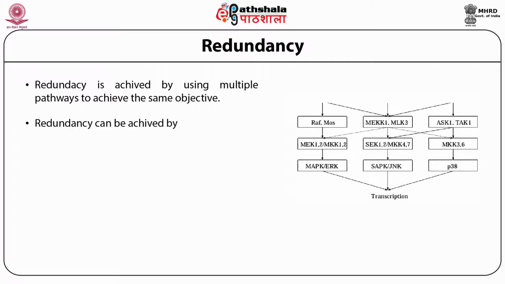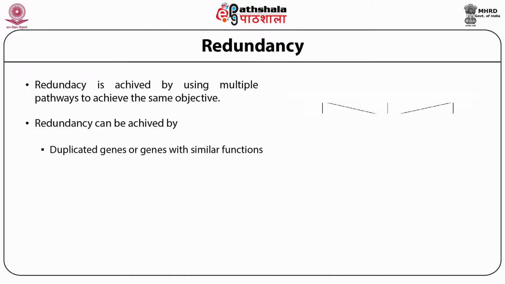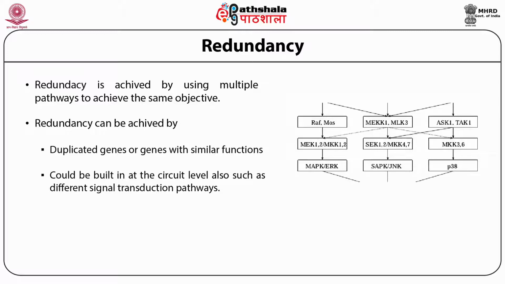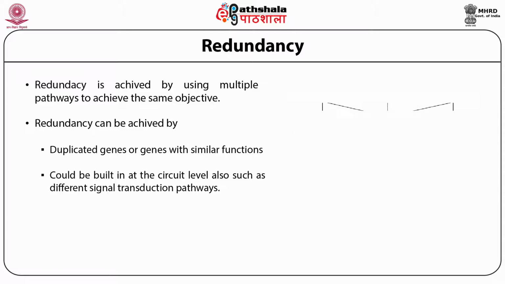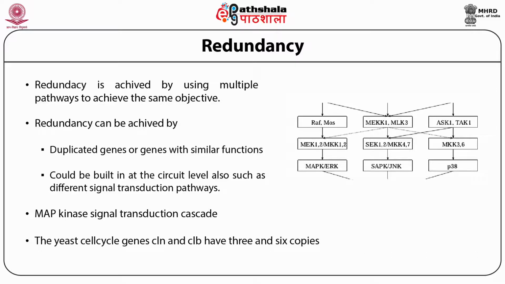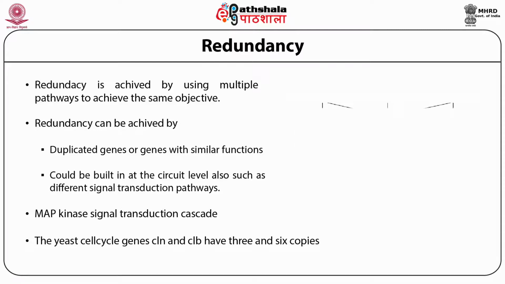These types of redundancies are normally achieved by duplicated genes or genes with similar function, and it could be built at a circuit level, such as different signal transduction pathways. That is an example of redundancy at circuit level. We have different signal transduction pathways for a single objective. One such pathway is given here as an example, which is a MAP kinase signal transduction pathway. These cell cycle genes CLN and CLB have 3 and 6 copies. That is an example of duplicated genes or genes with similar functions.